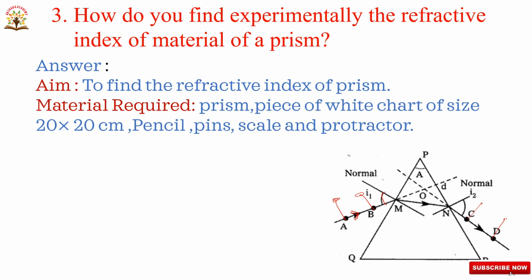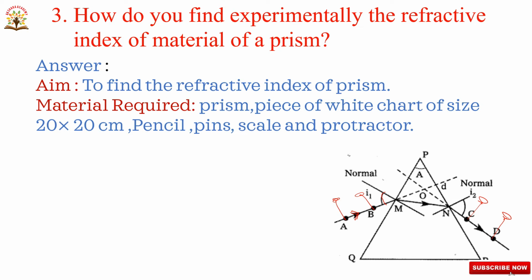So now we have to place the prism. We have to observe the images of the 2 pins through the prism from the other side, and we have to situate 2 pins on the other side of the prism. These two we are denoting as C and D.